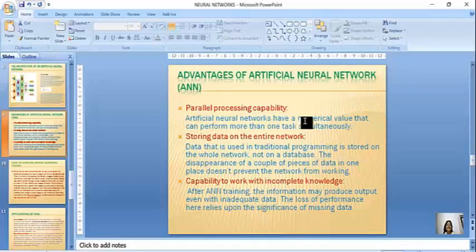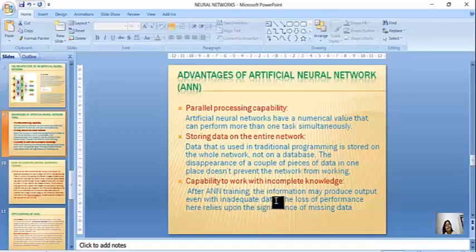Number two is storing data on the entire network. It is not that the data will be stored in one single database. No, the data will be stored, segregated throughout the network. So for that reason, if any node is not working, or any piece of data is not working, the whole network will not be hampered. So this is the beauty of these artificial neural networks. Storing of data is happening on the entire network.